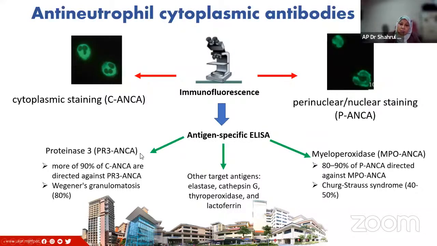You need to determine whether the antibodies are directed towards proteinase 3, or PR3 ANCA, which can be found in up to 80% of patients with Wegener's or granulomatosis with polyangiitis, or MPO ANCA, myeloperoxidase, which commonly occurs in MPA and Churg-Strauss. There are other target antigens such as elastase and cathepsin G, and these antigens are not really related to autoimmune rheumatic disease. So for us, it's more of PR3 or MPO.